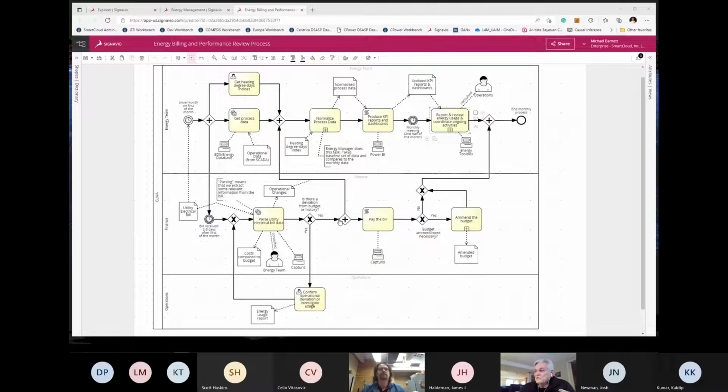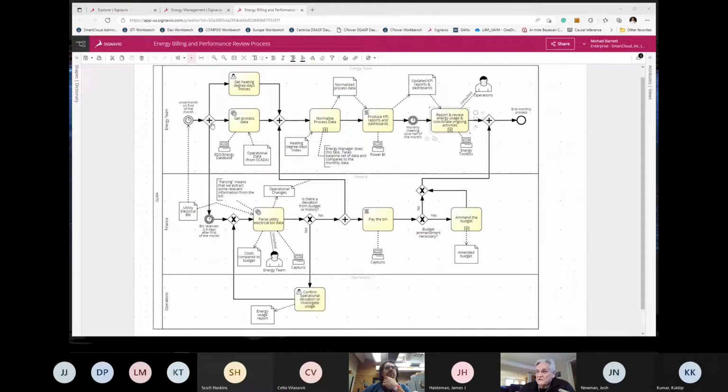then it goes over here where this symbol means this is a gateway, and this means that two things happen at the same time in parallel. One is they go ahead and pay the bill, and the other one is it bounces up to Eric's energy team, which is waiting for this process to complete.